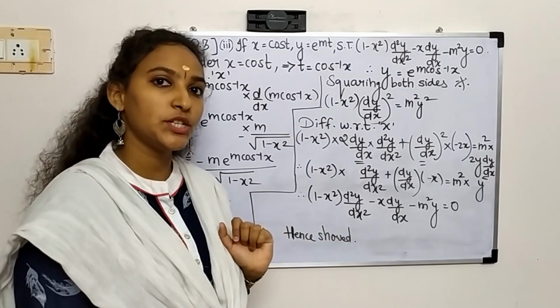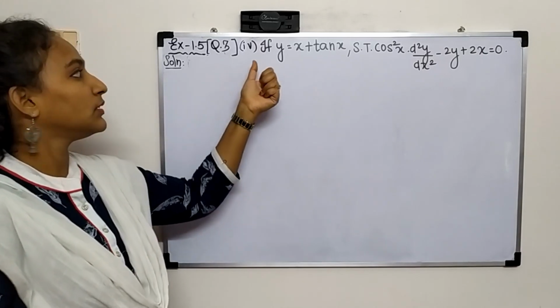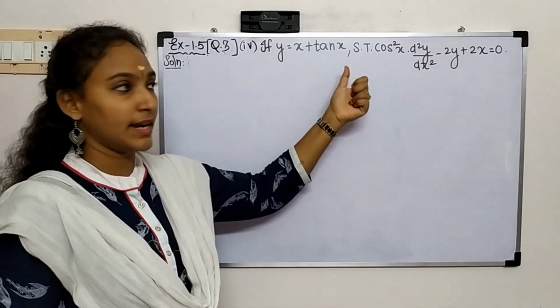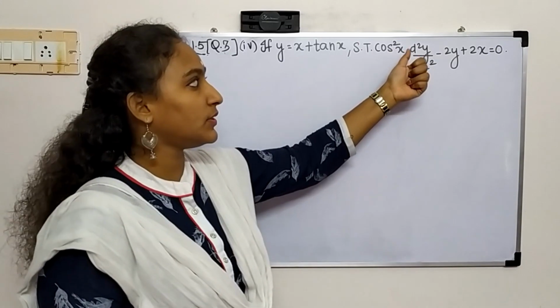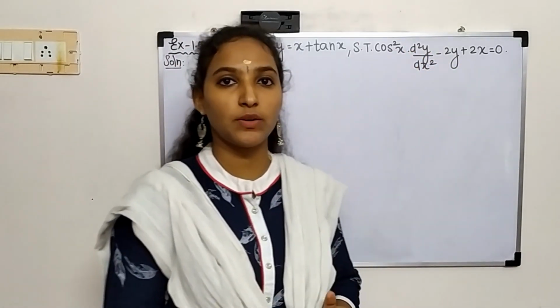Now we can move on to question number 4. You see question number 4. If y equal to x plus tan x, show that cos square x into d square y upon dx square minus 2y plus 2x equal to 0.